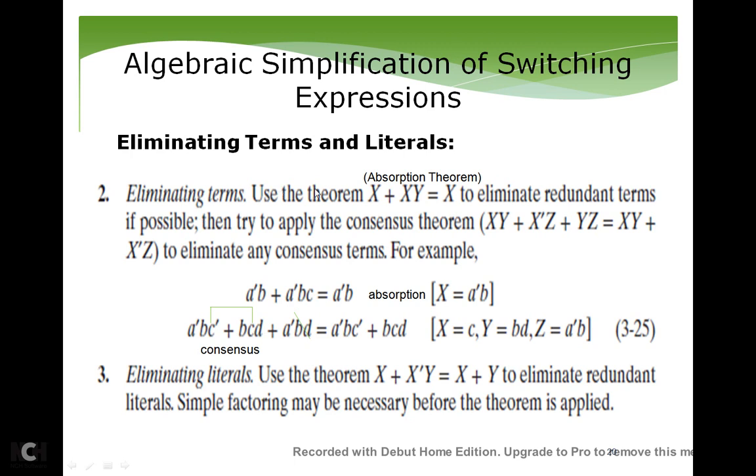Now, eliminating terms can be done by the absorption theorem, x or xy equals x. Here we have A prime B by itself, and then AB prime and something else, C. So the C is redundant and gets eliminated. Again, the substitution is x equals A prime B. This one can be done by consensus again, with CC primed. The consensus term is AB prime D, which gets eliminated, and you have this.